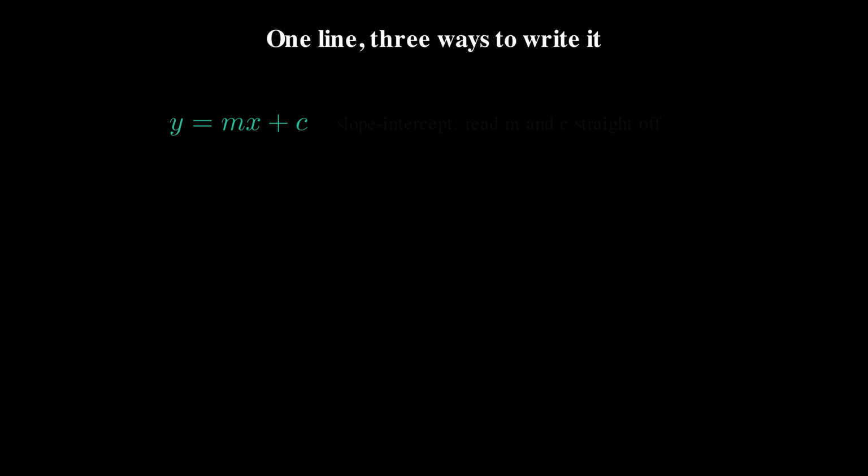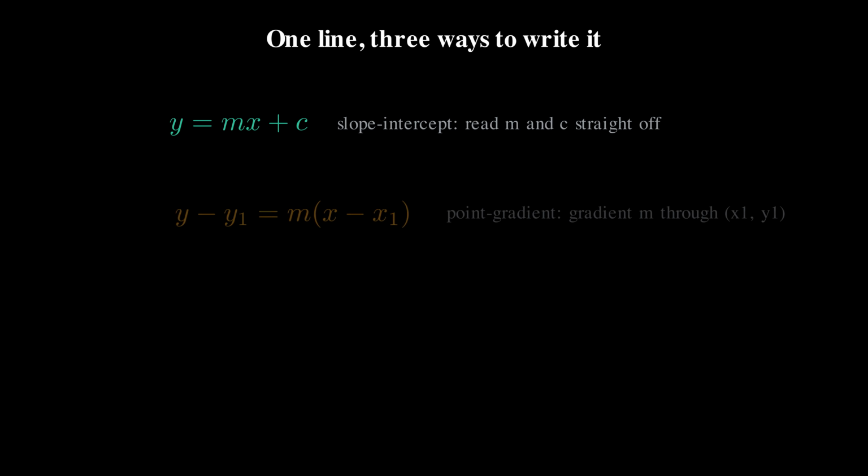Every straight line is one object, but the exam writes it three different ways, and you must be fluent in all three. First, slope-intercept form. y equals mx plus c. This is the friendliest, because you can read the gradient m and the y-intercept c straight off it. Second, point gradient form. y minus y1 equals m times x minus x1.